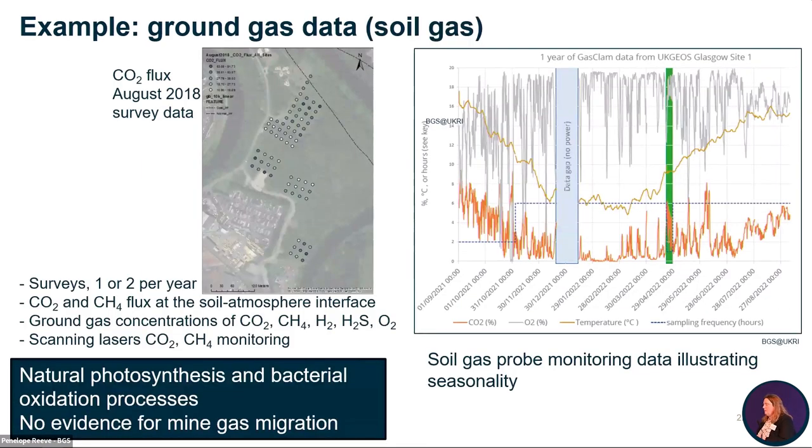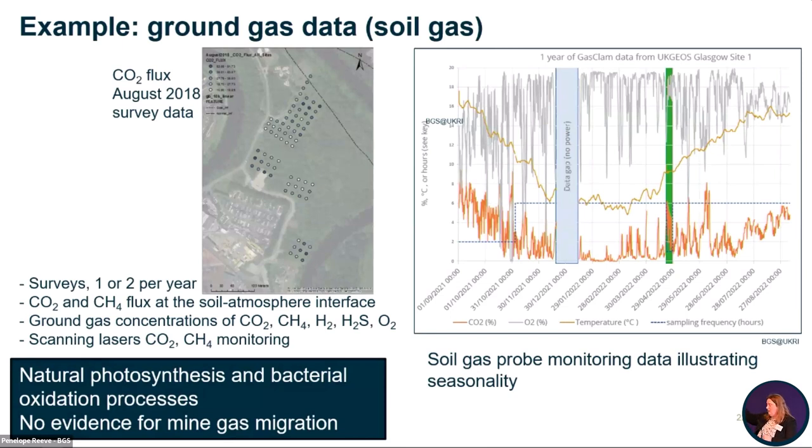The second example I've got is around ground or soil gas. Again, this is one of the areas that, for regulatory purposes, it's really important to understand. At the observatory, before we started doing construction, there were various surveys of the soil gas. The picture on the left-hand side is a survey grid where different types of gas were measured in the soil. We've also got soil gas probes at some places. So the graph on the right is an example of soil gas probe data.